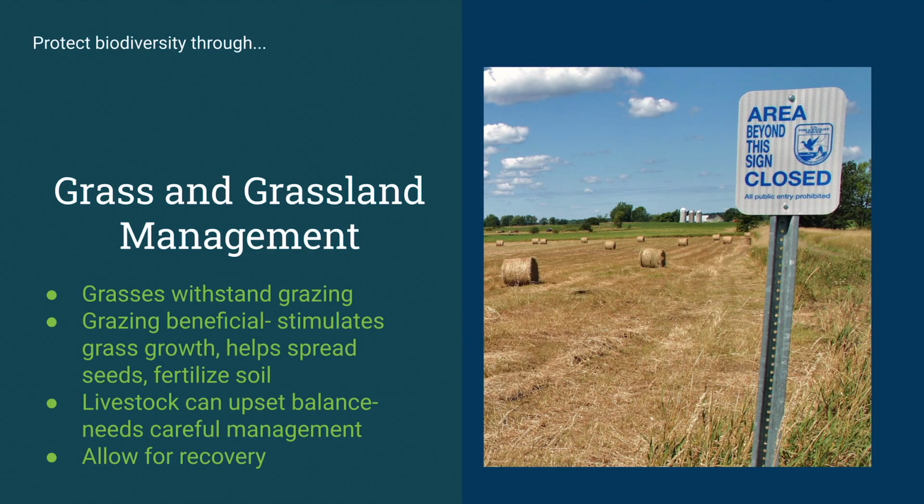The management of natural resources with an awareness of local biodiversity ensures that human needs are met while also conserving wildlife. So grass and grassland management, for example, requires careful monitoring. While grazing of herbivores is actually beneficial because it promotes grass growth, helps spread seeds, and also helps to fertilize soil, livestock can upset the balance because they eat too much grass, decimating the whole grassland by not allowing time for it to recover. But careful monitoring and informed agricultural practices mean you can have both grass for cattle and grassland for other organisms that live in that ecosystem.